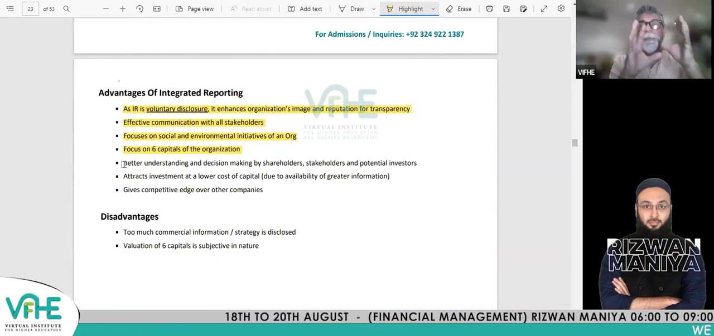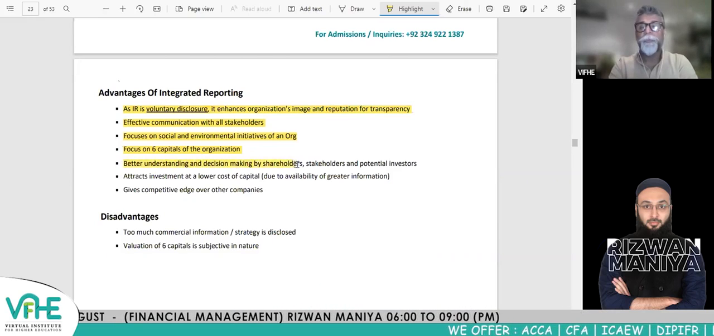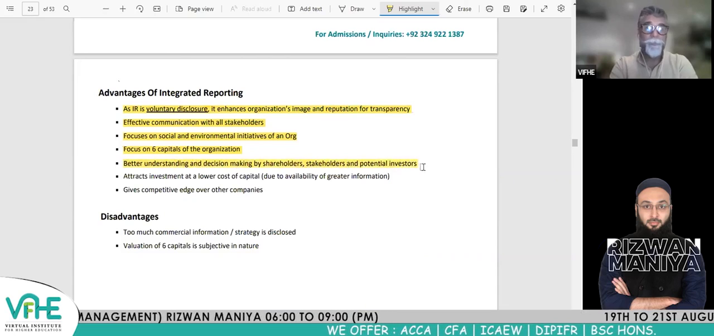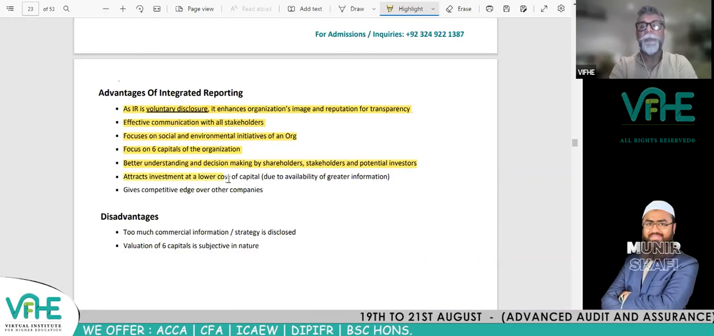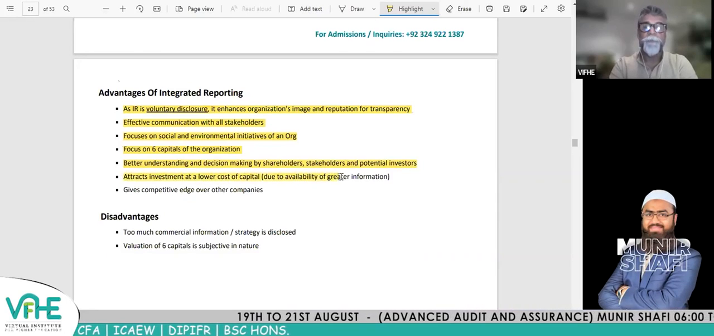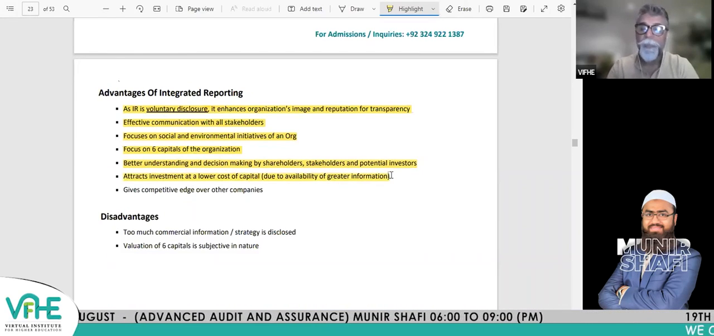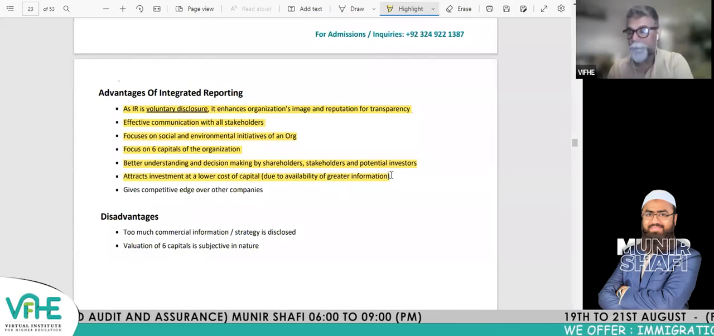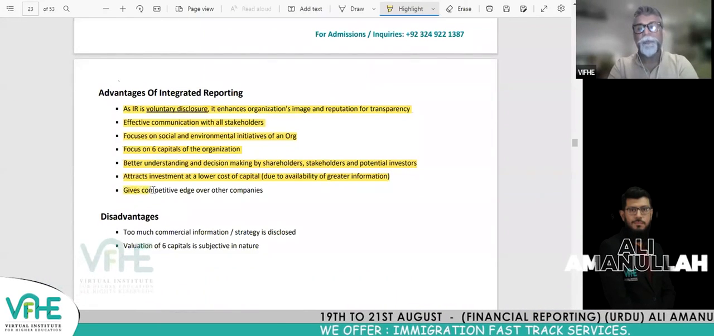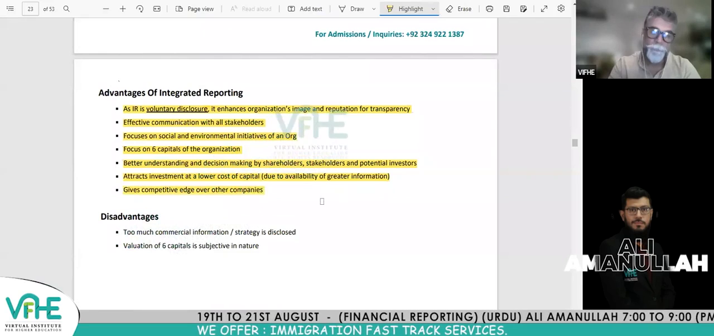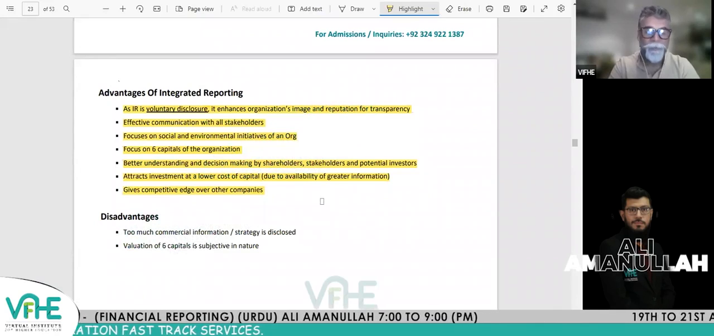And then because all this information is available, it gives a better understanding to the shareholders, the stakeholders, and potential investors. And because of this, it attracts investment at a lower cost because of the availability of greater information. So investors know that this company is transparent. They are focusing more on social, environmental. They are very ethical. It reduces our cost of capital. And ultimately, it will give you competitive edge over other companies. You will have to memorize this list of advantages.